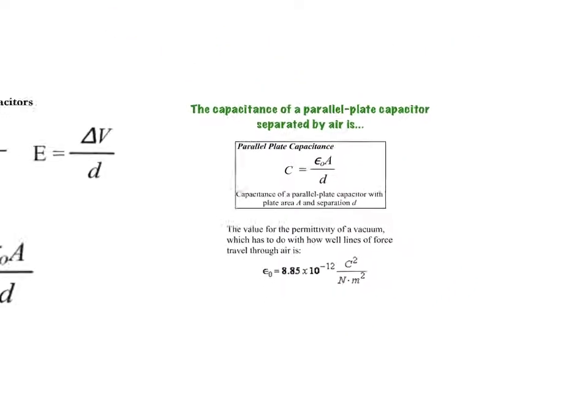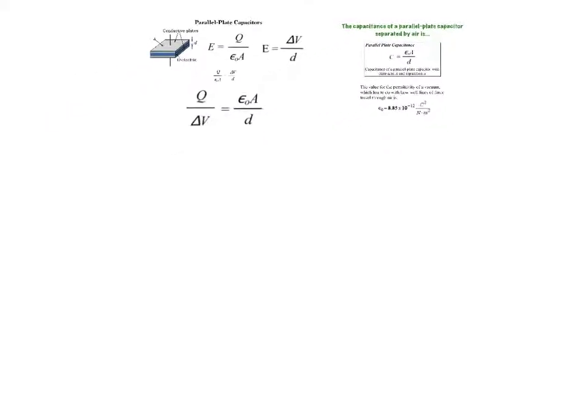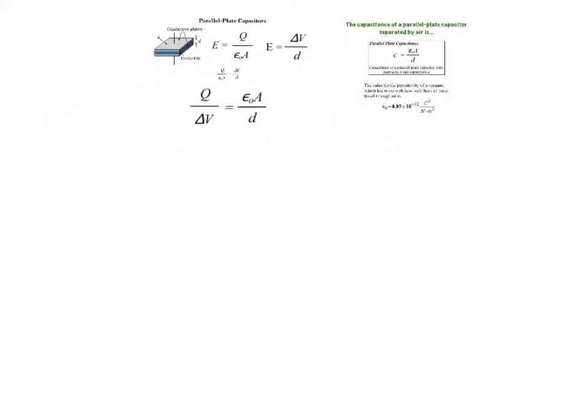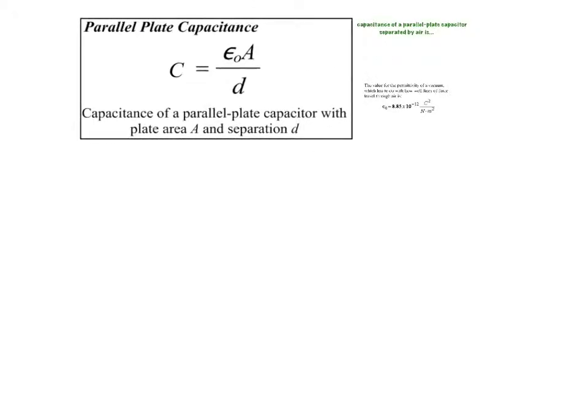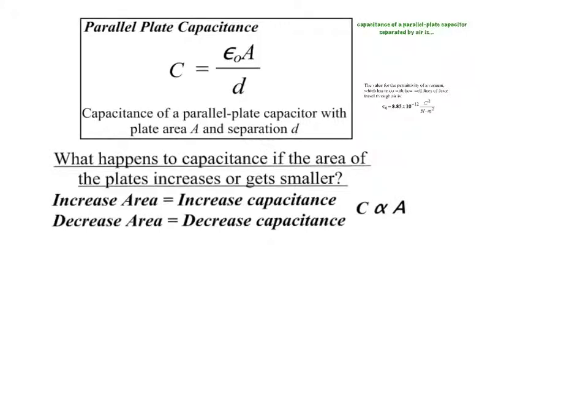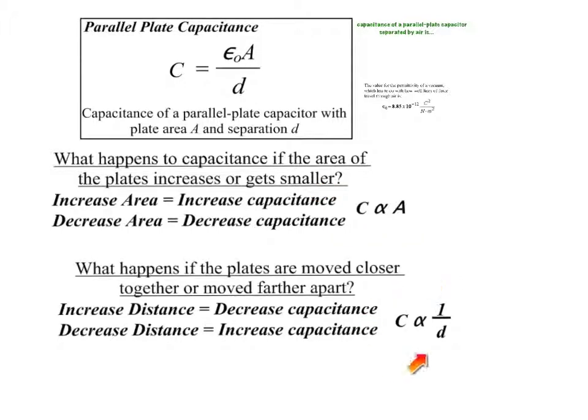But for now, let's just take a look at what this equation tells us about capacitance in a parallel plate capacitor. What it's telling us is that capacitance is directly proportional to the area of a plate. So if the plate area increases, the capacitance increases. If the plate area decreases, the capacitance decreases. So capacitance and plate area are directly proportional. When we look at the distance between the plates, we see that the capacitance is inversely proportional to the separation between the plates. So if we increase the distance between the plates, we decrease the capacitance. If we decrease the separation, we increase the capacitance.